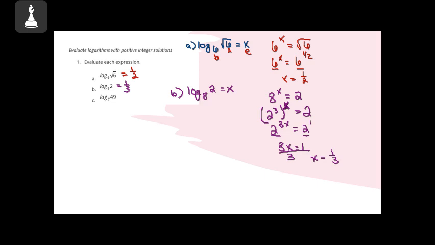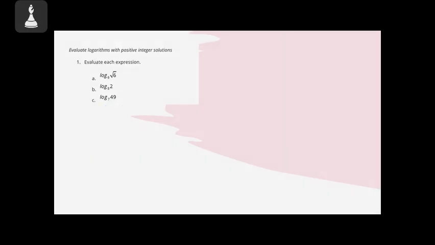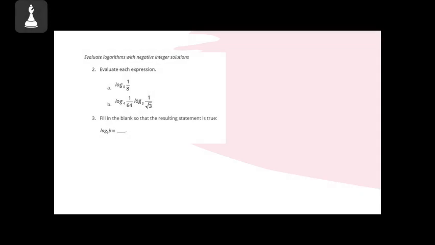This one's saying 7 to what power gives me 49? And that one you guys should know is 2. 7 squared is 49. So there's your first set. Now these next ones are going to have negative answers, and I'll just explain that in just a second here. So following that same process, it's saying 8 to what power gives me 1/8.